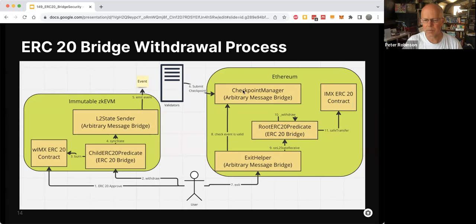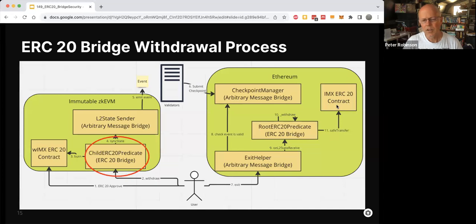You submit the checkpoint, and then down here, you say, all right, I want to do an exit, and you specify the exit. You check that the exit is valid by looking at the checkpoint, and then you say, all right, this message is valid, and then you call out to the ERC20 bridge contract, which does the withdrawal and then does a transfer of the tokens. And so in that way, the user ends up with their tokens again.